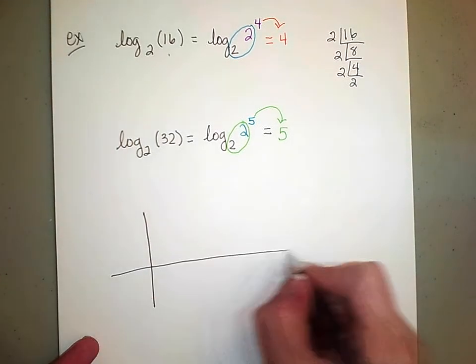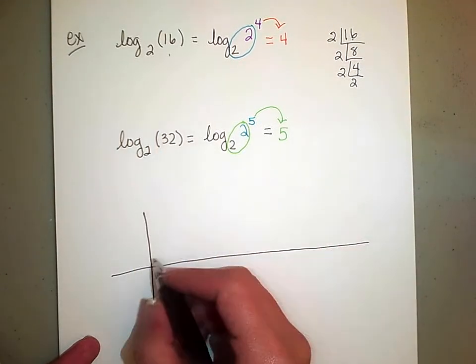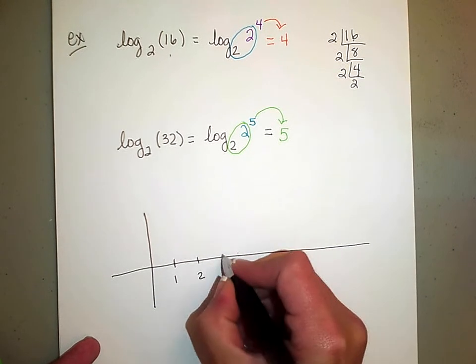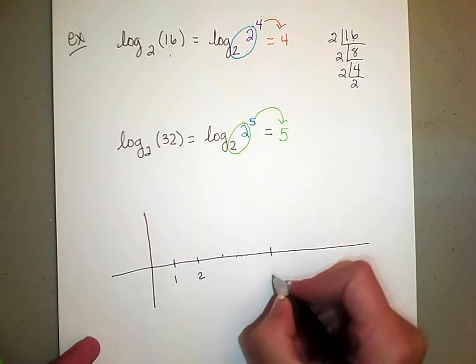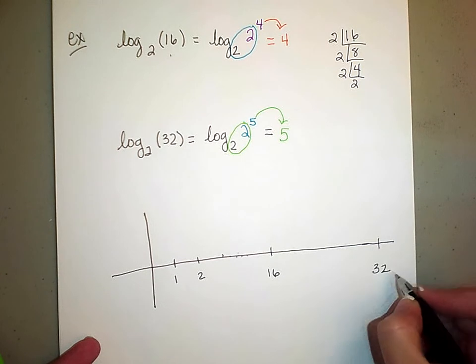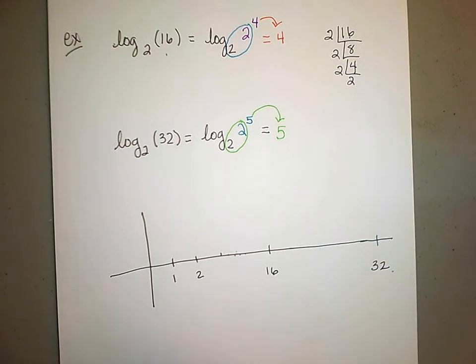So if we were to look on a number line, we'd have 1, 2, etc., etc., etc. So we get up here till 16. Somewhere up here would be 32. Okay. And so this is how our number line would work.